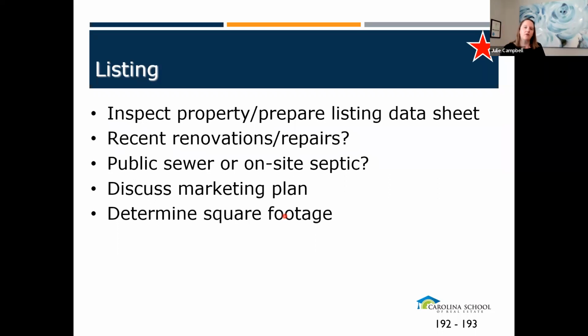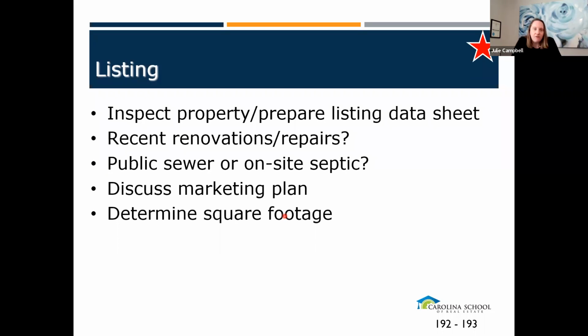We want to ask the seller some of the hard questions. Not only how much money do you owe, what's your outstanding balance, but we also want to ask, have you had any recent renovations or repairs? I want to ask this for a couple reasons. First off, I want to make sure there's no mechanic out there waiting to get paid. I want to make sure any recent renovations have been paid.